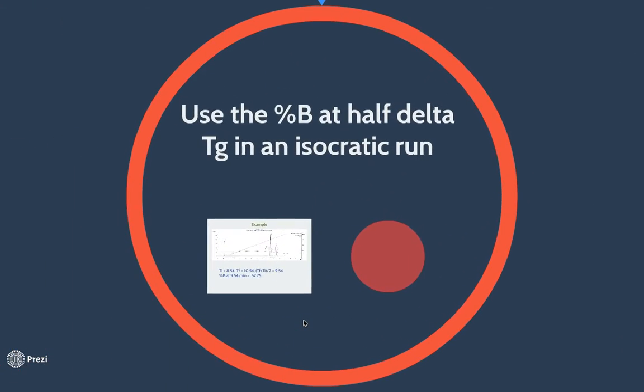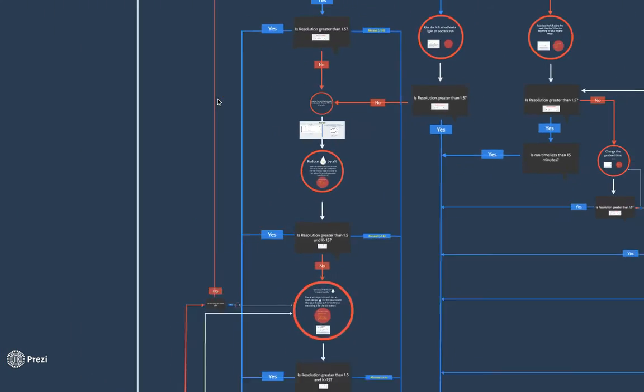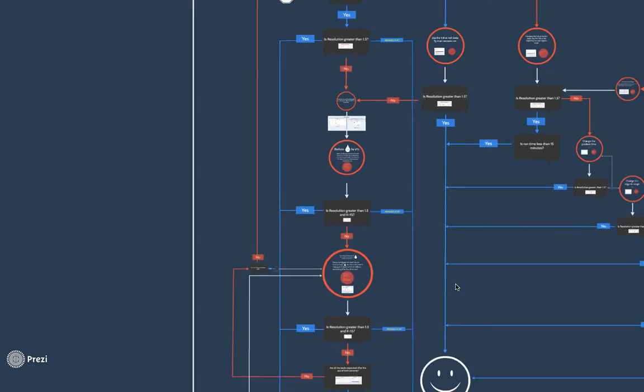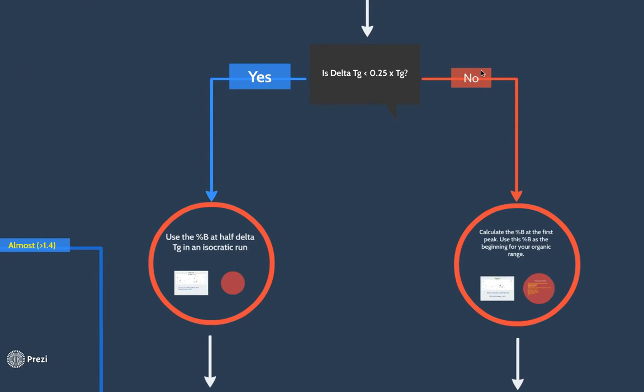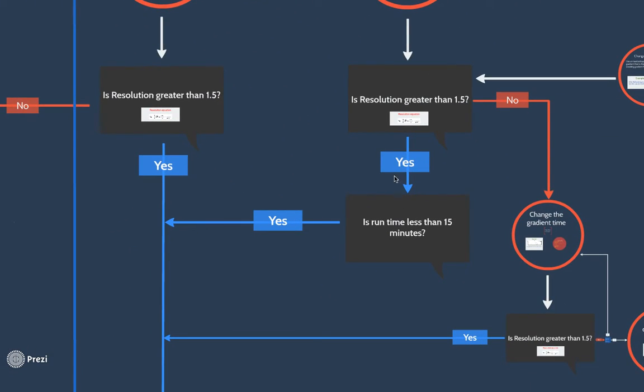If we answer no, then we go across here back to this point in the isocratic method. But if we say yes, then we come down here to our smiley face and we've achieved the goal. So let's just say we answered no to this question. So we then calculate percentage B at the first peak, and we use that and change the organic range. Check if that's worked. If it has and the runtime's adequate, then we go down to the smiley face.